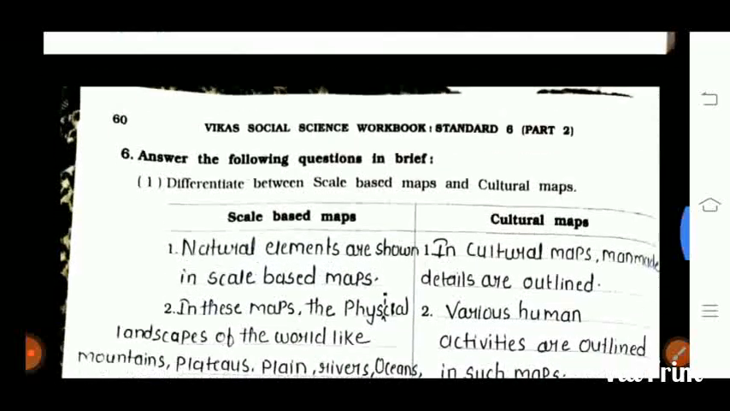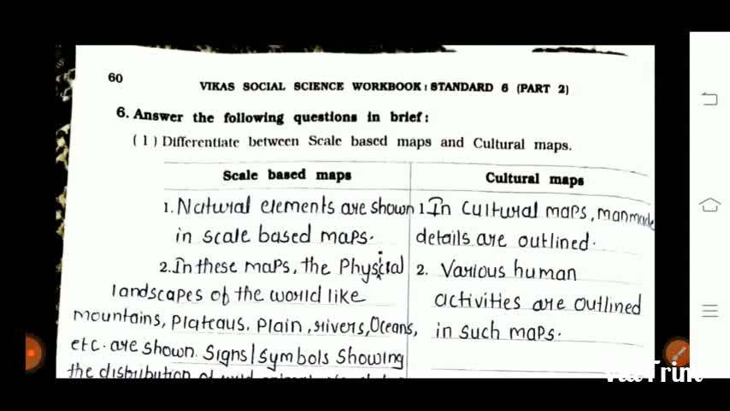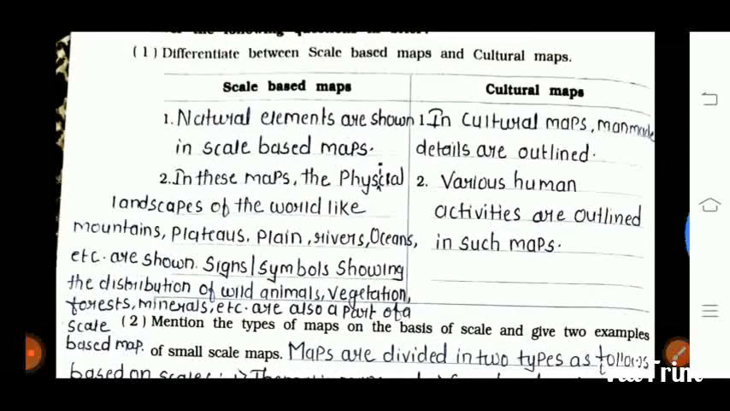Then next page, question number 6: answer the following questions in brief. First one, differentiate between the scale based map and the cultural map. In the scale based map, natural elements are shown. Then cultural maps: man-made details are outlined.